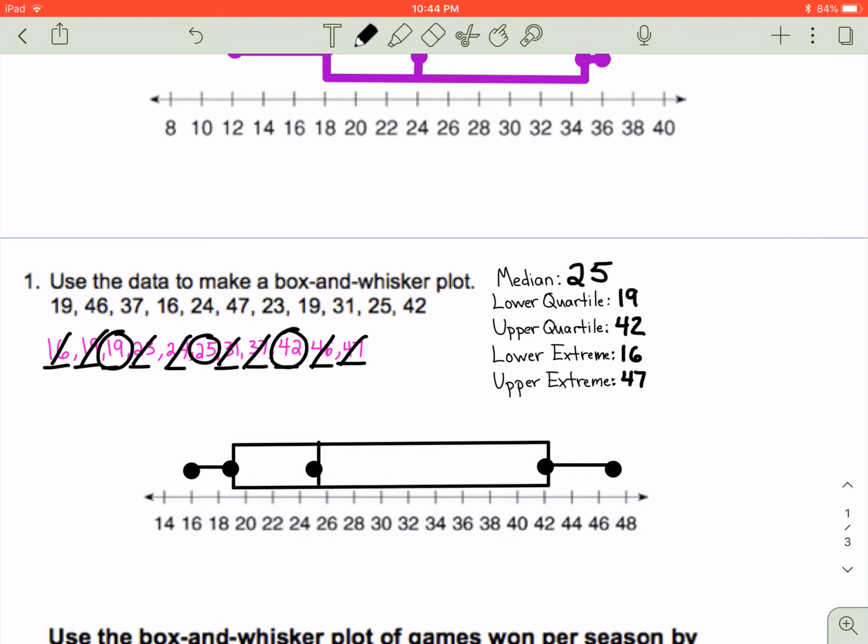You draw a line through that one right there. Ooh, that's not even close. There we go. And that is a box and whisker plot.